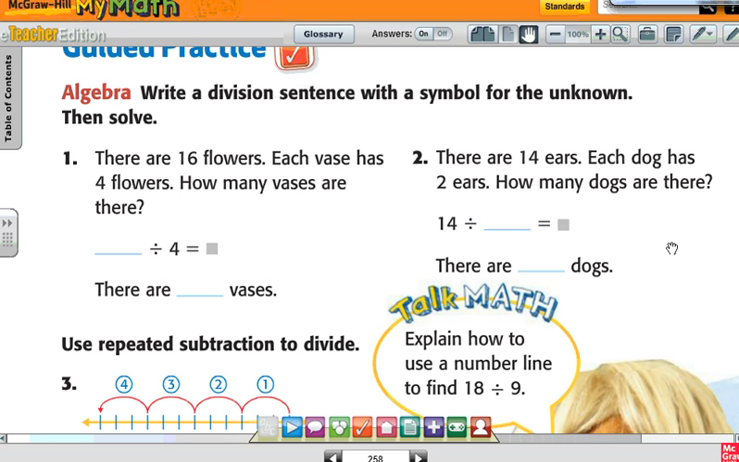So look at problem number 1. It says there are 16 flowers. Each vase has 4 flowers. How many vases are there? So again, how many flowers did I start off with? 16. And there are 4 flowers in each vase. All right, well, what's one way to do it?